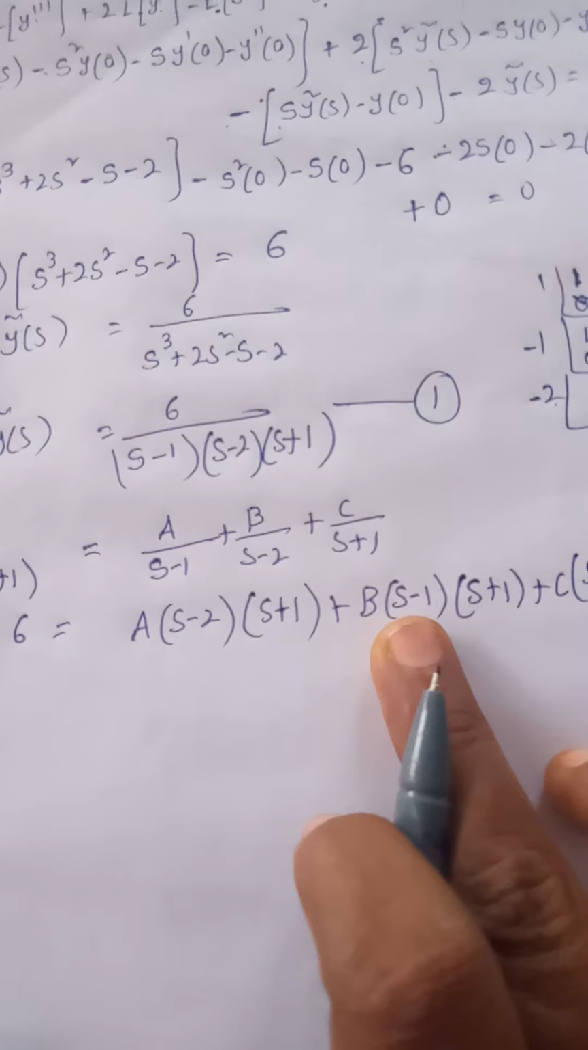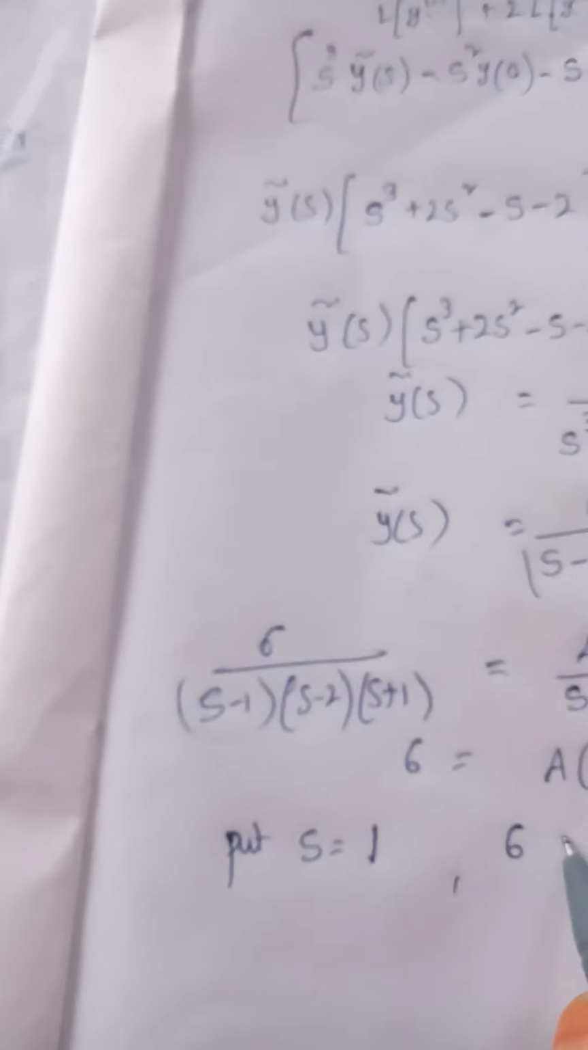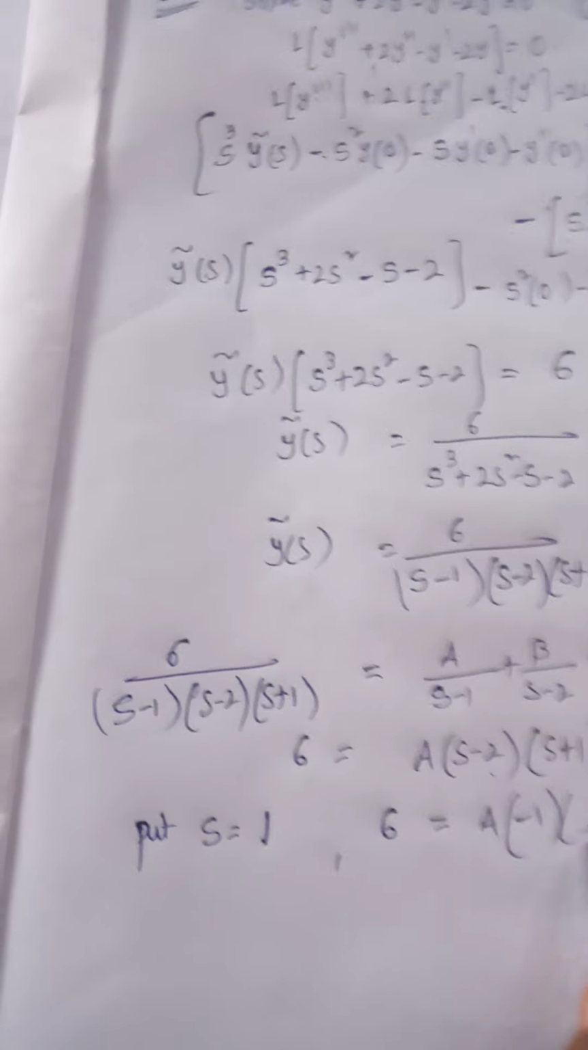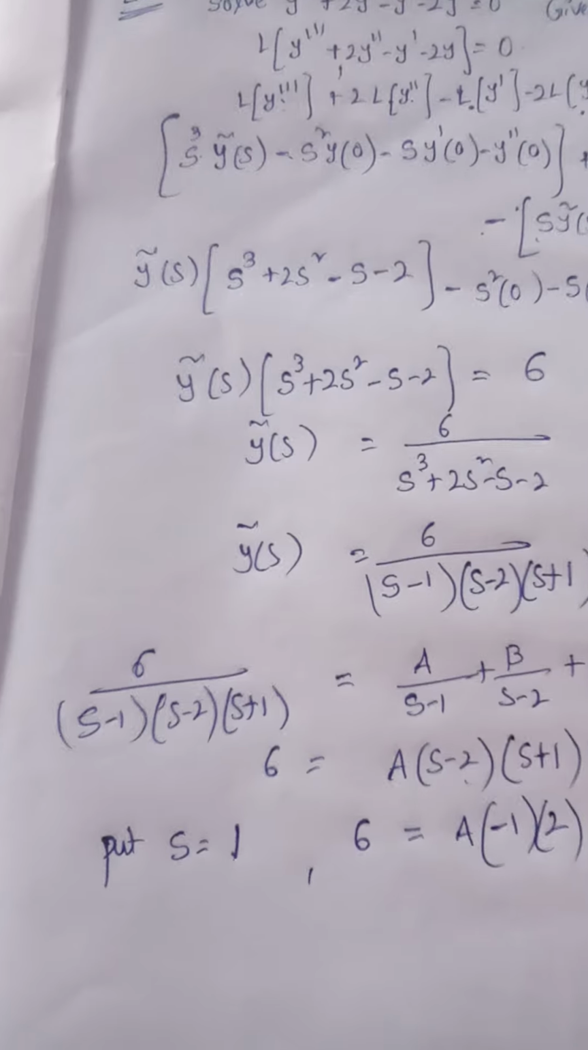You can put s is equal to 1. At s equal to 1, the B coefficient value is 0 and the C coefficient value is 0. So 6 is equal to A into 1 minus 2, minus 1, 1 plus 1, 2. That is A is equal to minus 3.